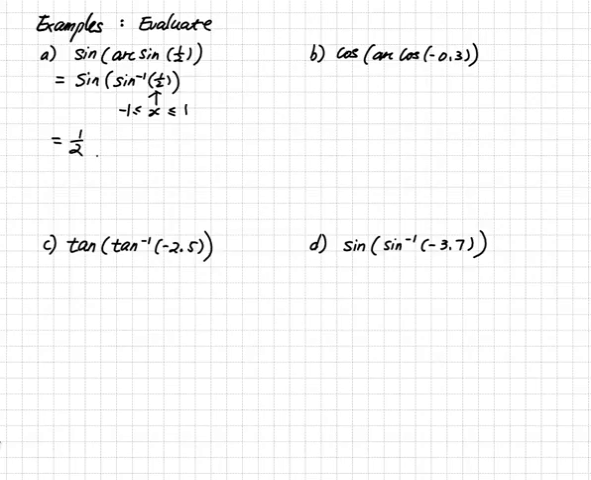Let's have a look at the second one. We have cos of arc cos. So again, arc cos means cos inverse of -0.3. Let's check -0.3. Is this between -1 and 1? The answer is yes, it is between -1 and 1. Therefore, the answer is -0.3.